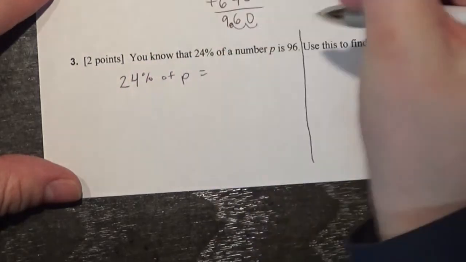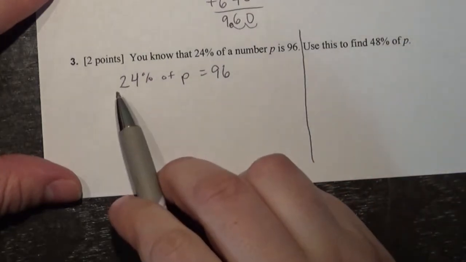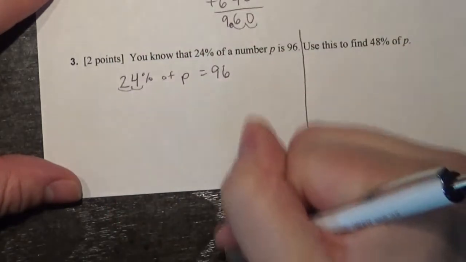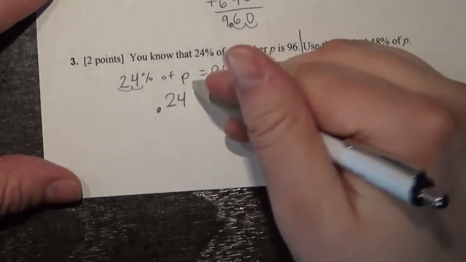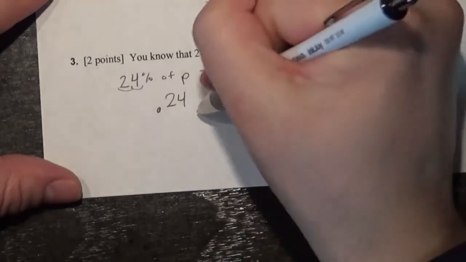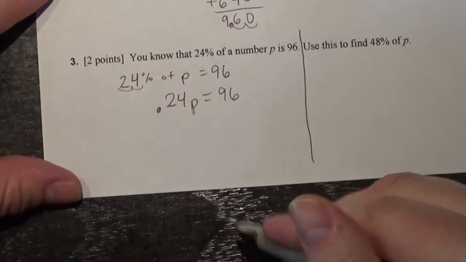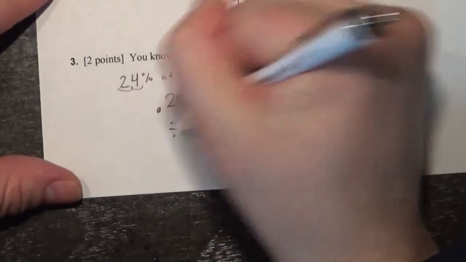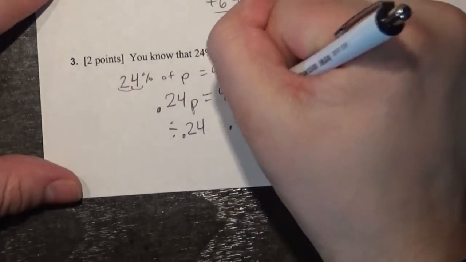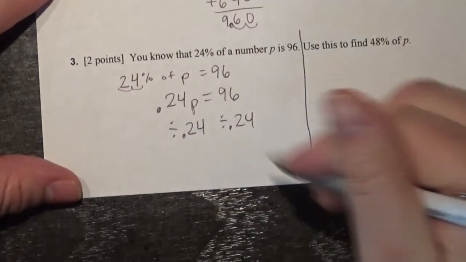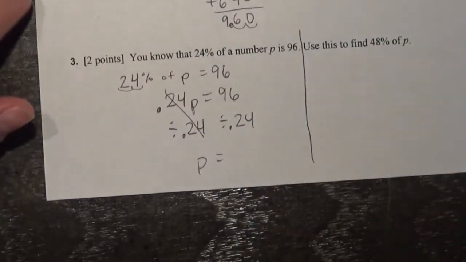of p equals 96. So if I know that I can convert 24% into a decimal by moving my decimal point to the left 2 times, that equals 24 hundredths. If I'm multiplying that, because of means times, 24 hundredths times p equals 96. If I want to get p alone, I need to do the inverse operation, which means I'm dividing by 24 hundredths on both sides. This is going to cancel out and leave me with just p. 96 divided by 24 hundredths.